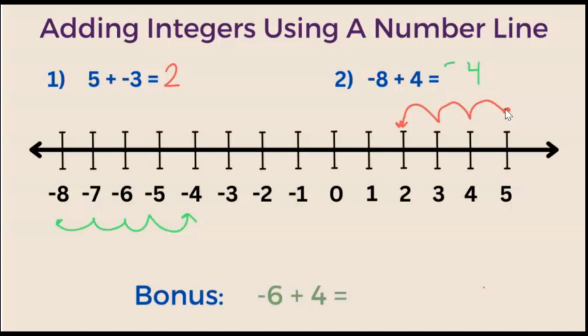Now that we've been through 2 examples, try this bonus one on your own. Drop your answer in the comments. Using a number line, can you figure out what is negative 6 plus positive 4?